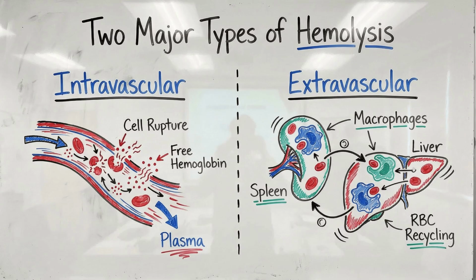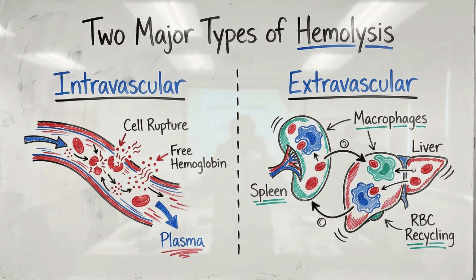Okay, so let's say the retic count is high, and we've established that hemolysis is indeed occurring. The next big question is, where is the crime scene? Where is this destruction happening? There are two major types of hemolysis based on location: intravascular and extravascular.